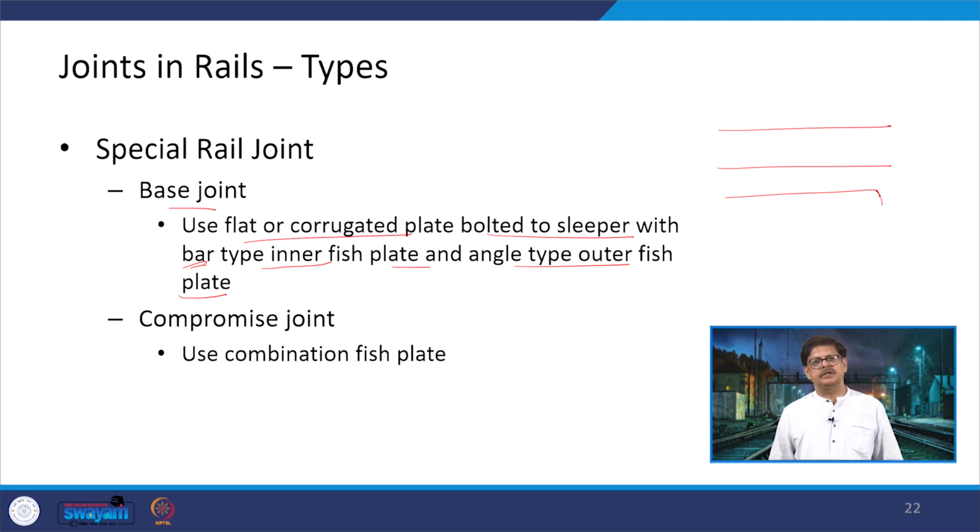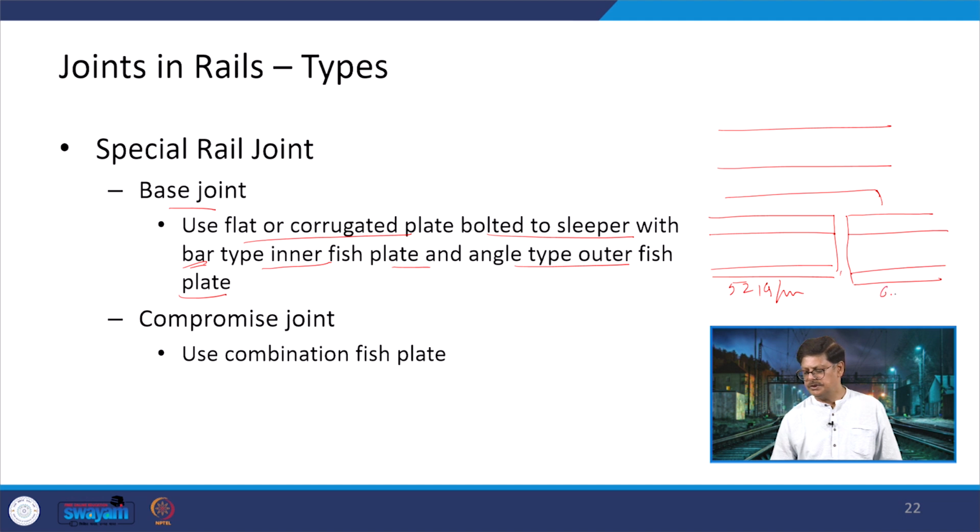Then another is a compromise joint. Compromise joint uses the combination fish plate. What is this compromise joint? It is that you have a rail section being used here, which is say 52 kg per meter, and then you are using another rail section here, which is a bit higher one, say 60 kg per meter.